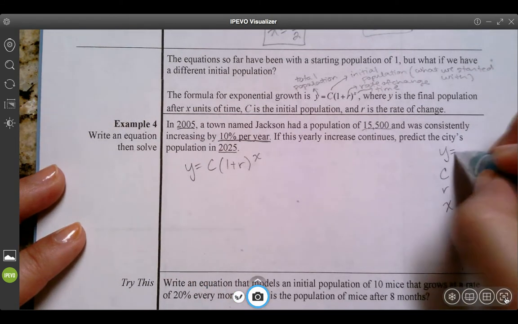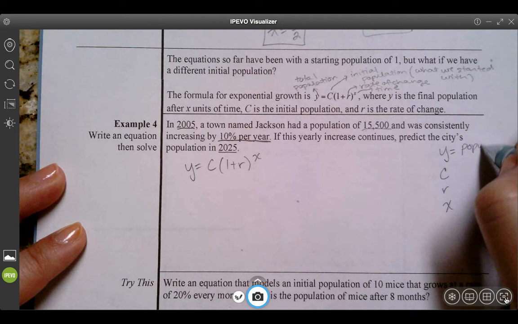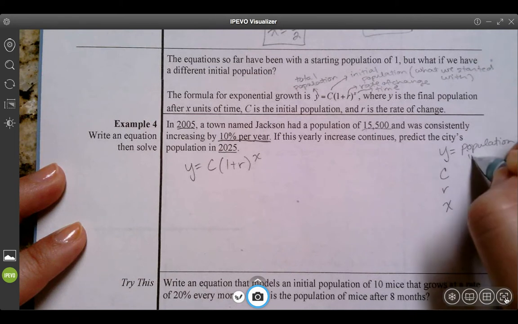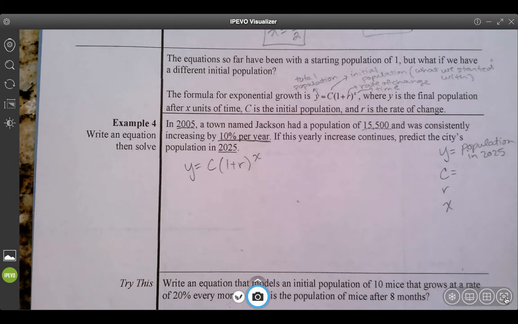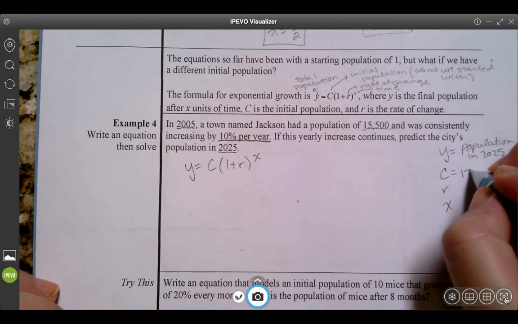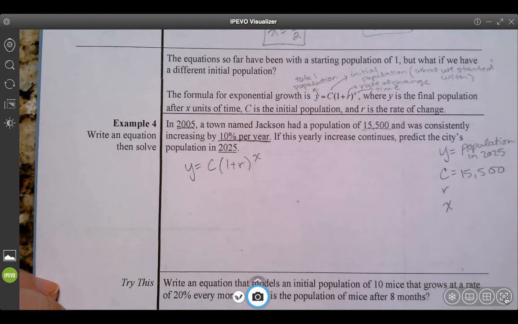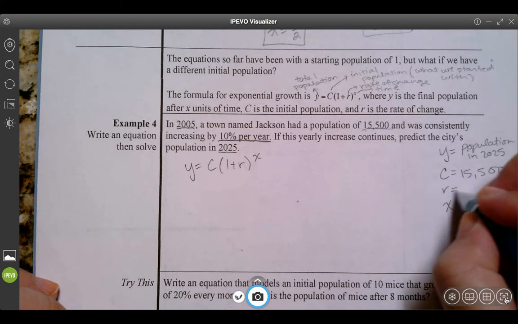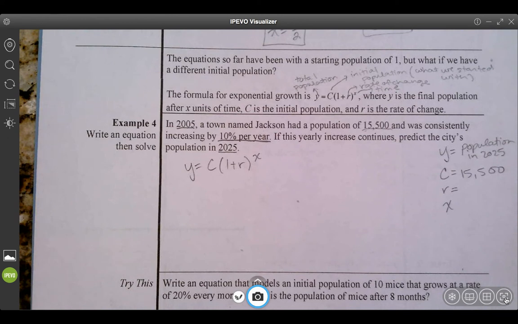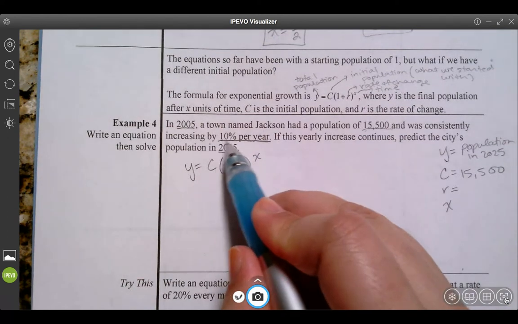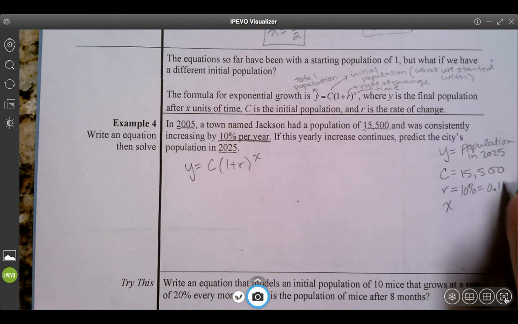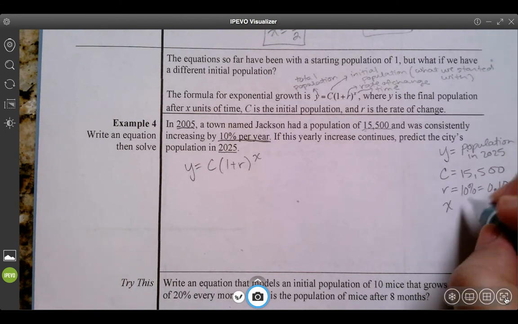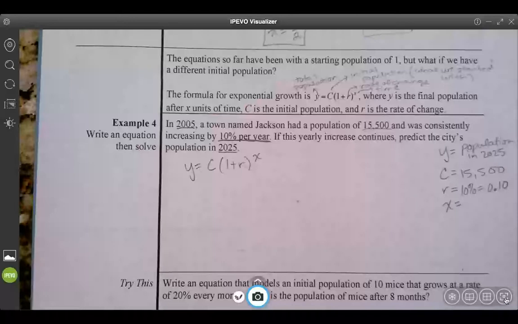Okay, so y equals population in 2025. Do I know C? Well, C, remember, is my starting population, and I do know my starting population was 15,500. R is the rate of change. How fast is this population changing? And that's given here, 10% per year. 10%, which is 0.10. And then X, which is our amount of time, how long is this happening?